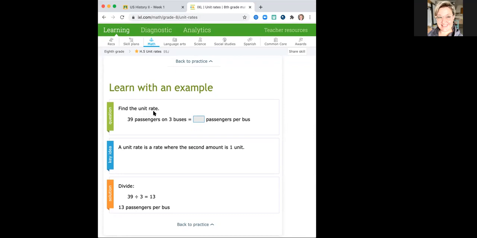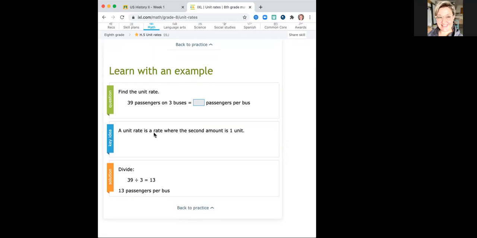Find the unit rate. You have 39 passengers on 3 buses. So you're trying to figure out how many passengers you have per bus. So if you have 3 buses and you have 39 passengers on 3 buses, we're going to divide this first number by the second number in order to find the unit rate.